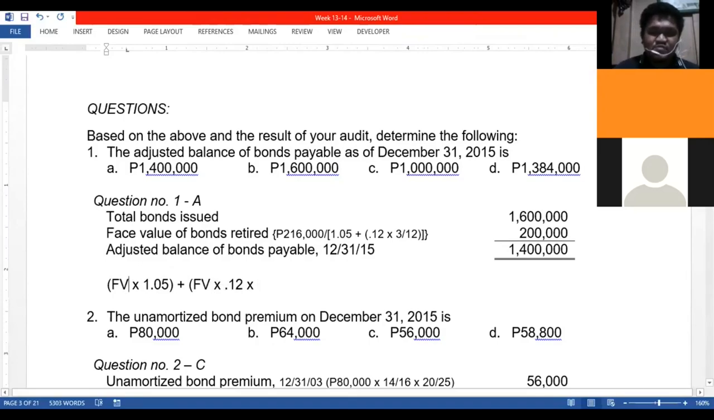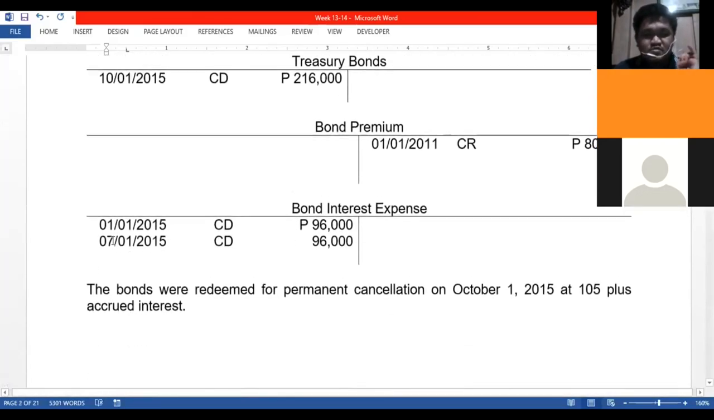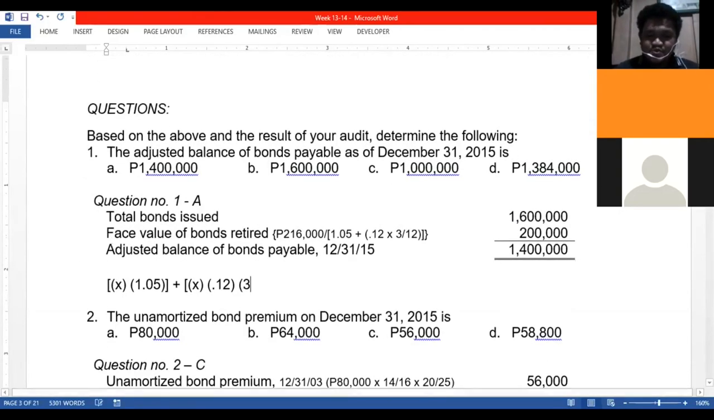Imo na to, nag-x na lang. So x is the present face value. Then multiplied by the interest rate, multiplied by pila ka months, from July to October. So July, August, September, so 3 months, 3 over 12. So this is the 216. Ang 216 is x times 1.05 and then plus the interest.